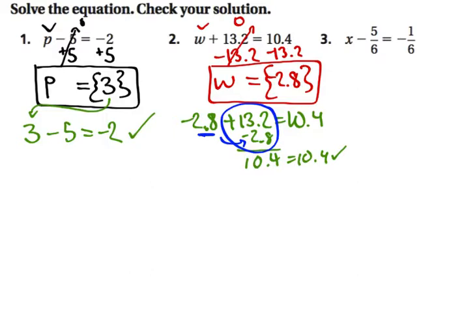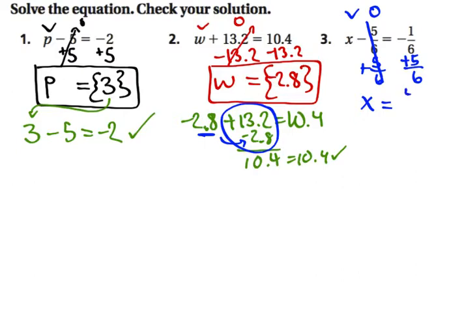X minus 5/6 equals negative 1/6. We need to get rid of the 5/6. We need the x to be by itself. So negative 5/6, the opposite of that is 5/6. So we're going to do 5/6 on both sides. This gives us the 0 we were looking for. And we get x equals negative 1/6 and 5/6.